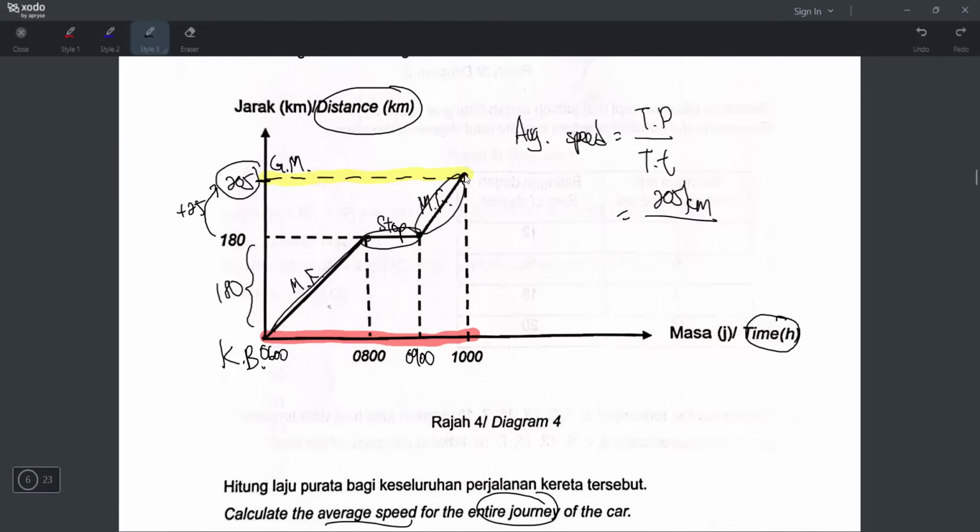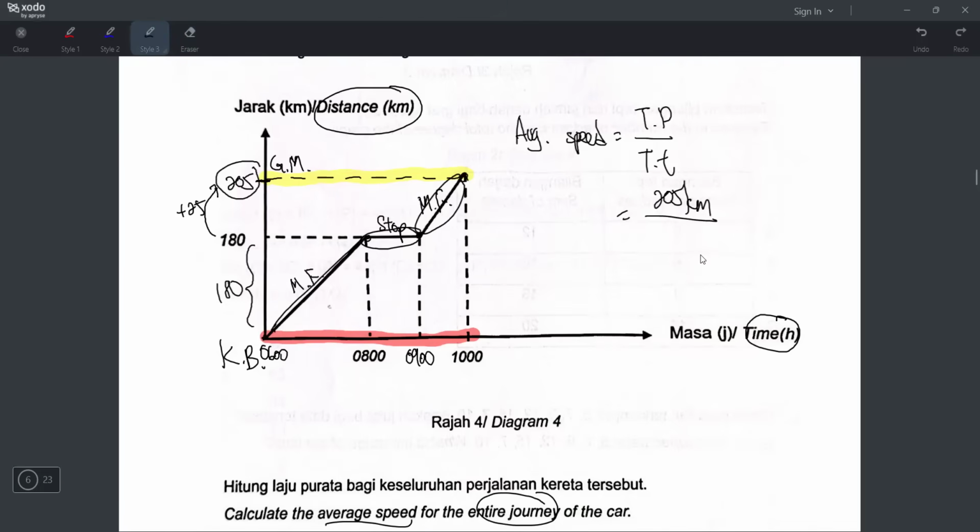But imagine if the line goes down like that. Then the distance travelled will be 180 plus 25, which is 205, and then plus 205 again. If the line goes downward like that, then the total distance travelled is like that. But this one doesn't have that, so no need.